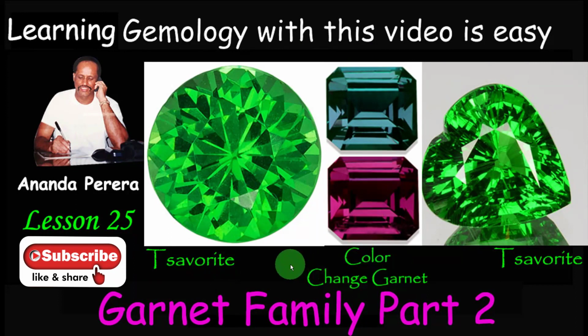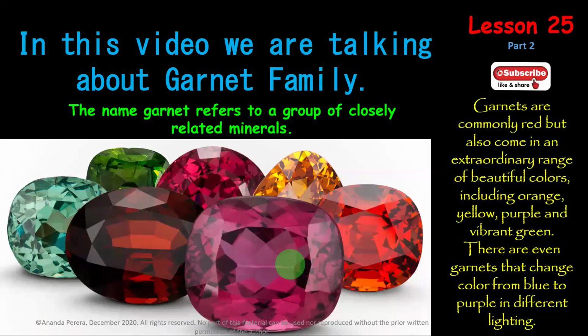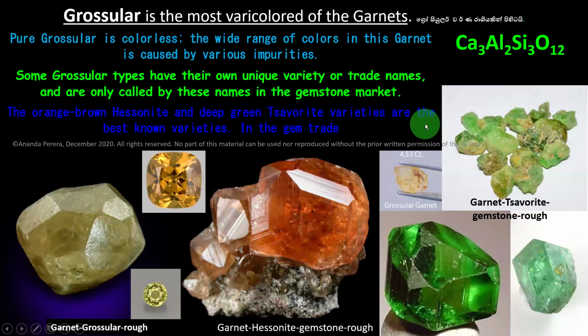Now we are moving to the inside. Garnets are commonly red, but also come in an extraordinary range of beautiful colors, including orange, yellow, purple, and vibrant green. There are even garnets that change color from blue to purple in different lighting. The name garnet refers to a group of closely related minerals. So we can discuss it as calcium aluminium silicate, Ca3Al2Si3O12. This is the common chemical formula.